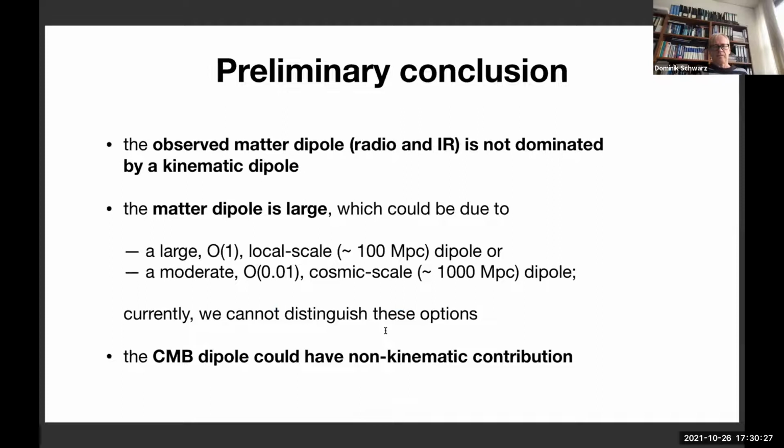So my preliminary conclusion is that the observed metadipole is not dominated by the kinematic dipole, because that should be frequency independent. And the metadipole is large, meaning a few percent, right? And that could either be due to something that is large at a rather local scale, or that is of moderate percent size on a cosmic scale. And we need this type of tomography that Roy was pointing out to figure out which is the right answer, right? And I think one aspect is that we should also not forget that the CMB dipole could have a non-kinematic contribution. And I guess I stop here. Thanks a lot for your attention.